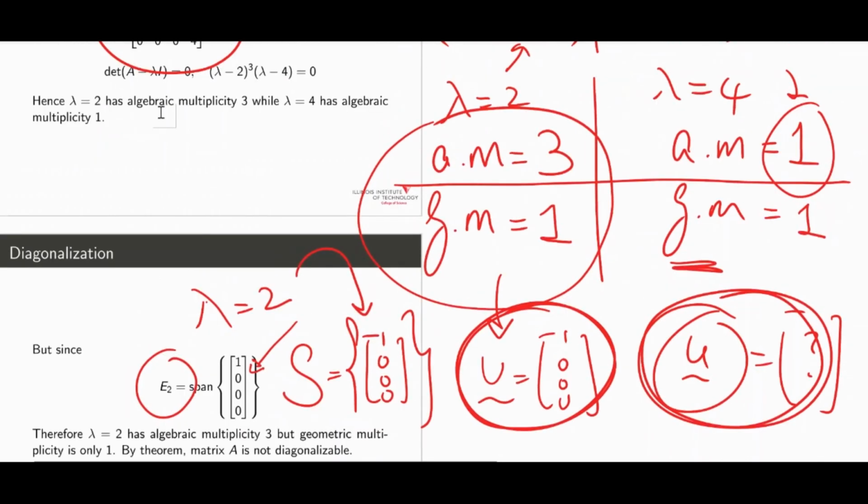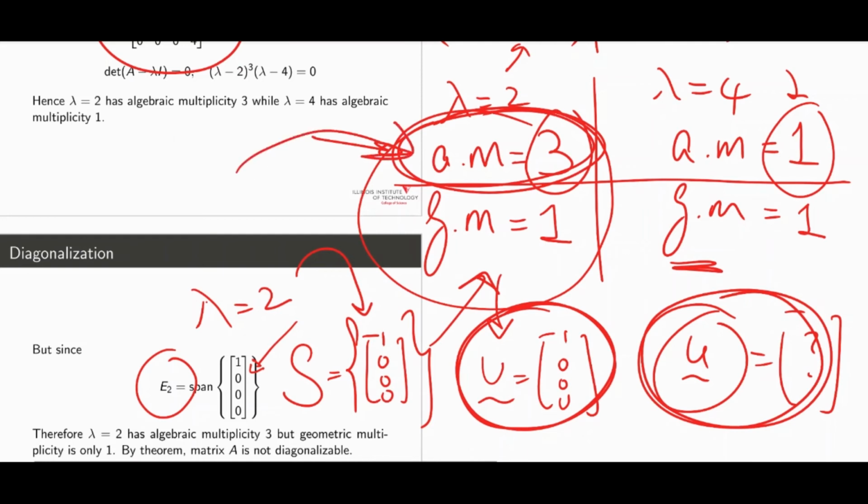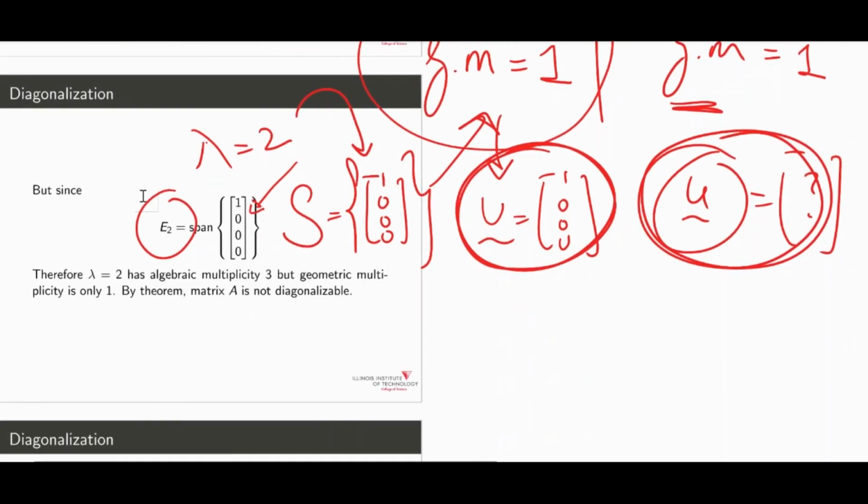The reason we don't have enough is that the geometric multiplicity is always less than or equal to the algebraic multiplicity. So your geometric multiplicity is bounded above by this number here. When you have algebraic multiplicity 3, your geometric multiplicity is either 1, 2, or 3. If you don't hit 3, if you have either 1 or 2, then you're in trouble because you cannot extract enough linearly independent eigenvectors for this eigenvalue. So in that case, the matrix A is not diagonalizable.